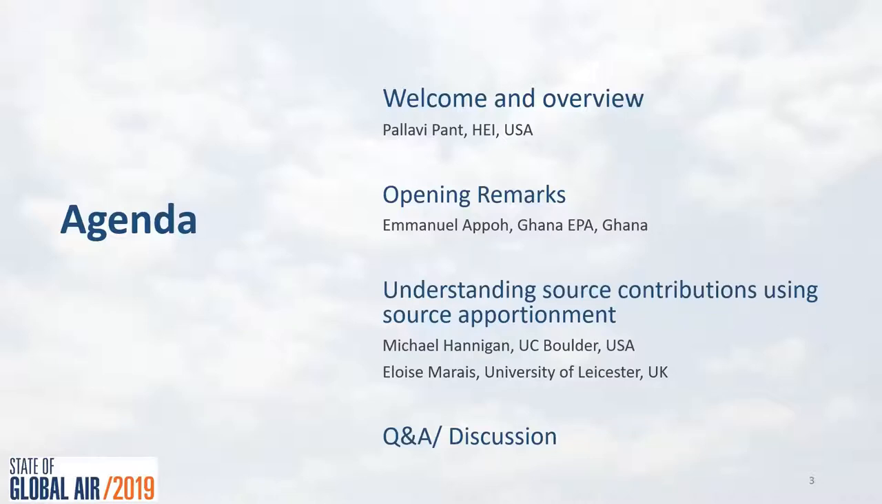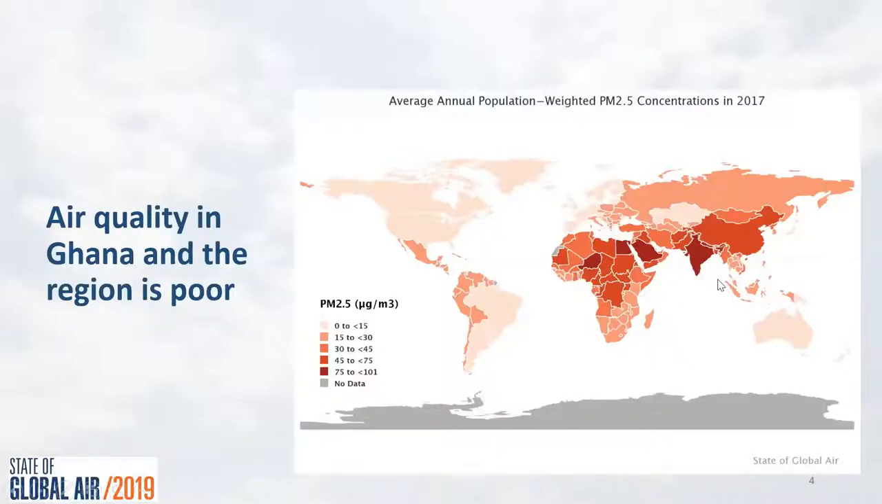So if we start thinking about air pollution levels around the world, we see that there are certain regions that really stand out. So we see India and China and the South Asian subcontinent. We also see parts of Africa that have very high levels of air pollution. In Ghana, as well as in many other sub-Saharan African countries, these exposures can be very high.